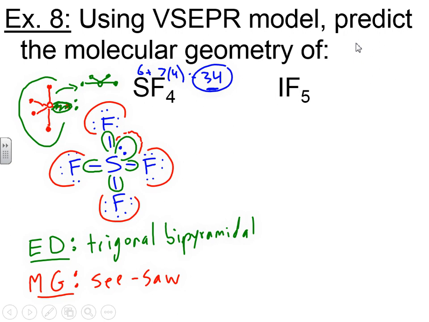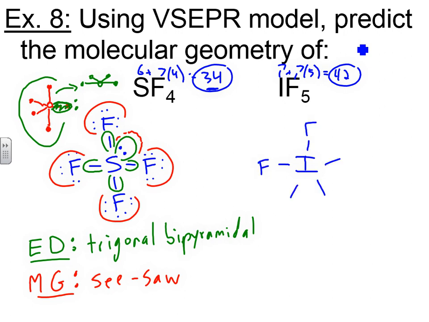All right, let's try this last one. This is IF5. Let's go ahead and draw it as well. Iodine has 7. Fluorine is in the same group, so effectively you're multiplying 7 by 6. That gets you 42 total valence electrons to distribute. Iodine goes in the middle. Fluorine never goes in the middle. Fluorine will not allow itself to be surrounded by that many electrons. So we have 5 here, so when you draw 5 bonds, kind of do it like this, spread them out as far as you can from one another.